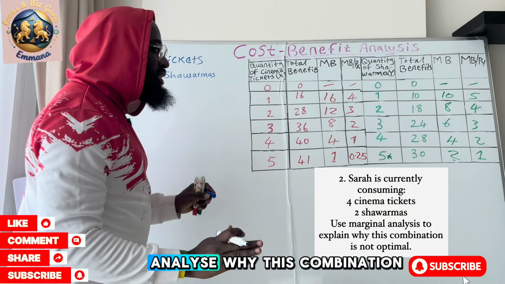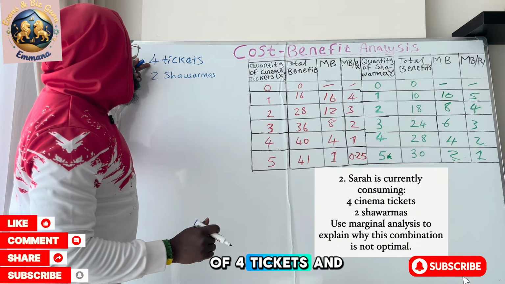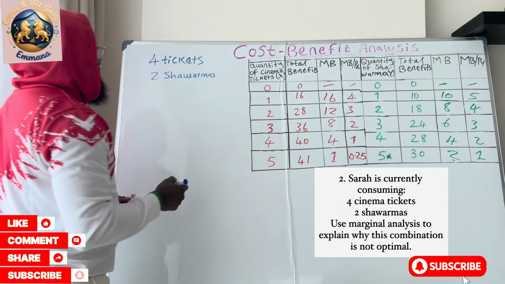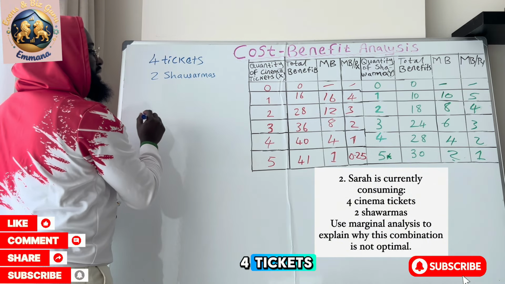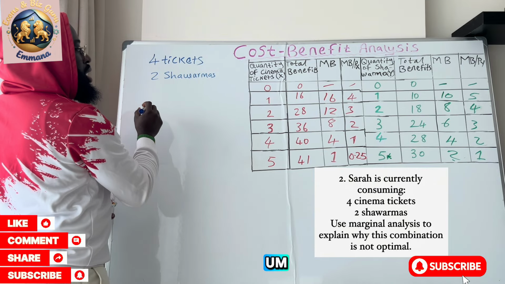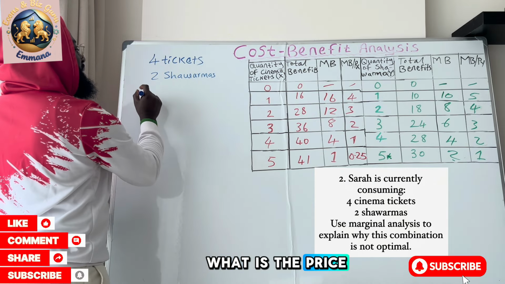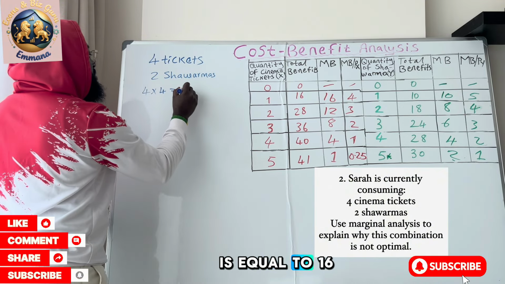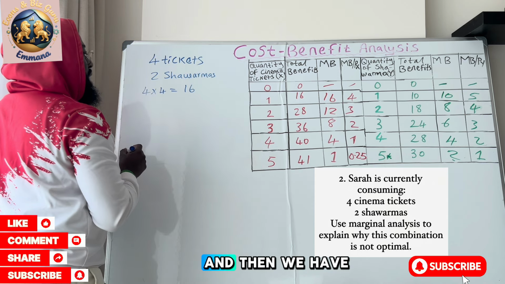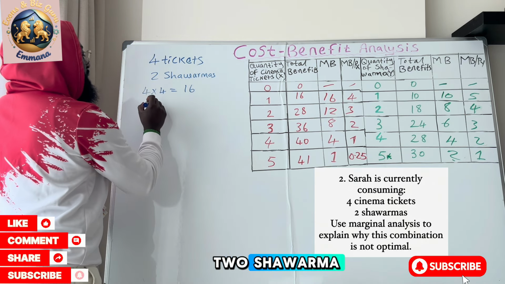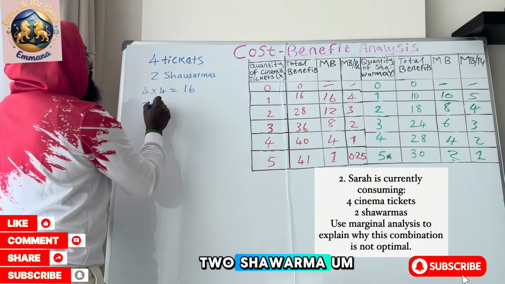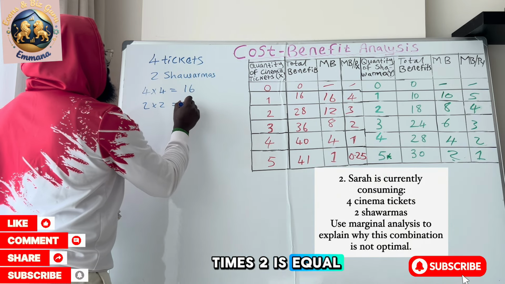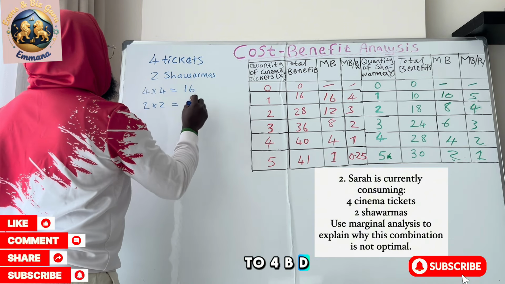We are going to analyze why this combination of 4 tickets and 2 shawarmas is not optimal. Now, 4 tickets, what is the price per ticket? 4 tickets times 4 is equal to 16. And then we have 2 shawarma, times 2 is equal to 4 BD.